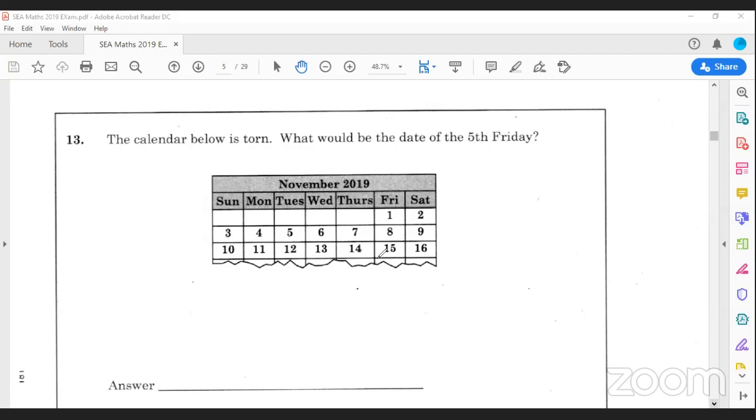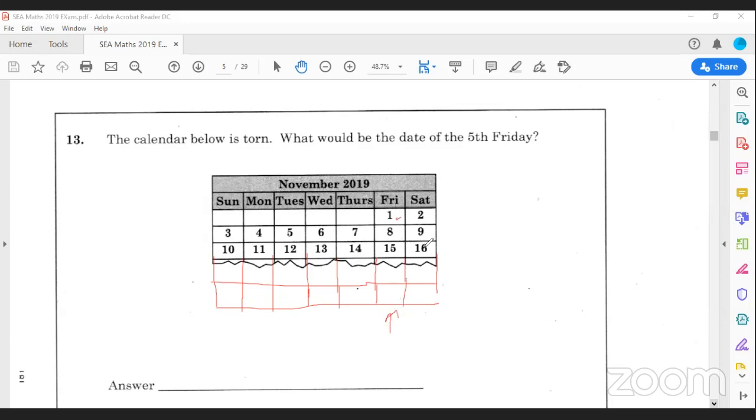For some, immediately they'll say, okay, miss, the easiest thing for me is to draw what was missing. And that's okay, but I'm also going to show you an easy way. So I'm going to draw what was missing and just put in the numbers, so I'll be able to figure out the date of the 5th Friday. Here we have the 1st Friday, the 2nd Friday, the 3rd Friday, 4th Friday. So we want the 5th Friday.